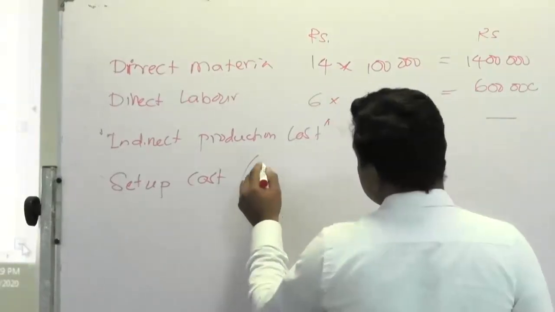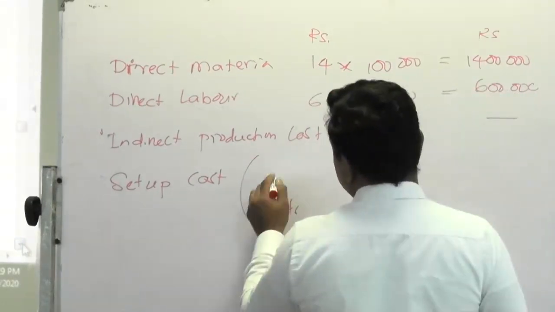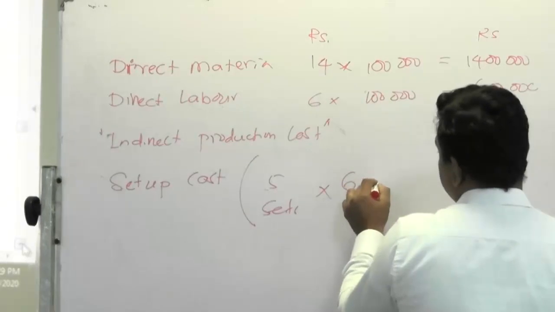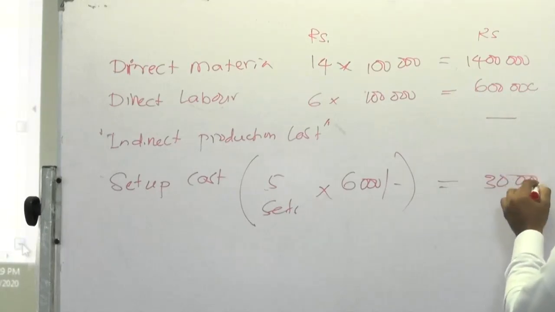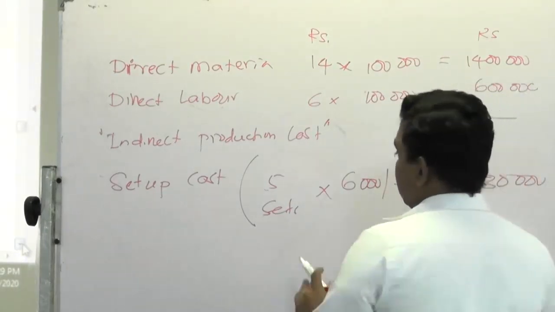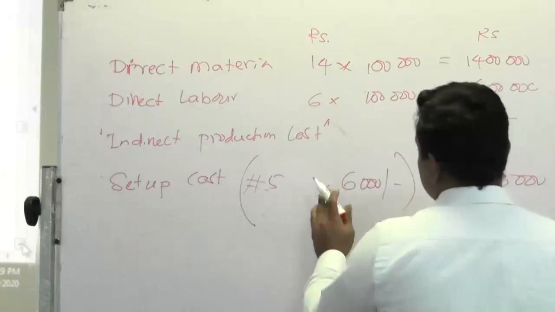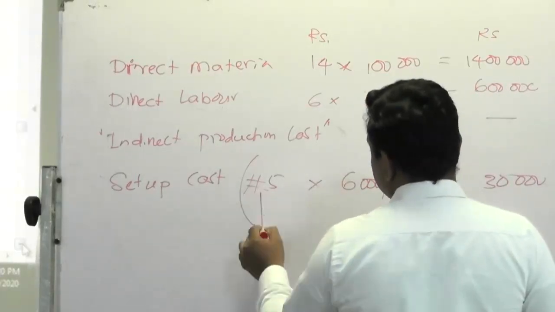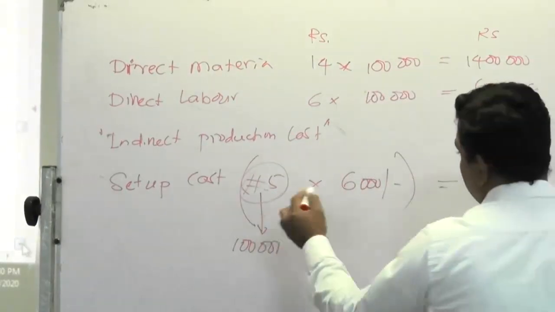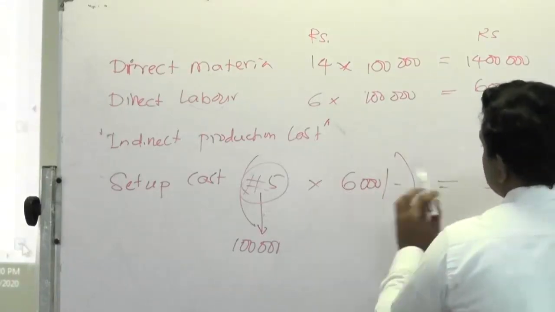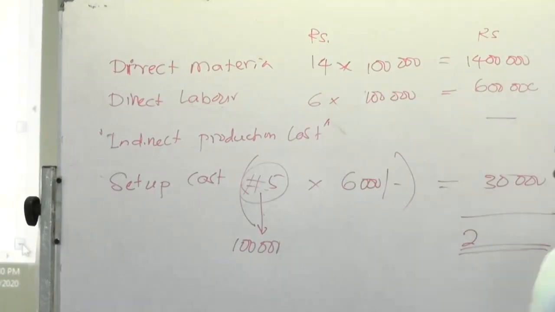That means to complete this 100,000 you need to take 5 sets, right? Per set your cost is 6,000. Therefore setup cost will be 30,000, right? Question directly mentioned you need number of sets 5. These 5 sets required to produce 100,000. Therefore 5 setups into 6,000 cost per setup, it is 30,000. Therefore total so far will be 2 million.